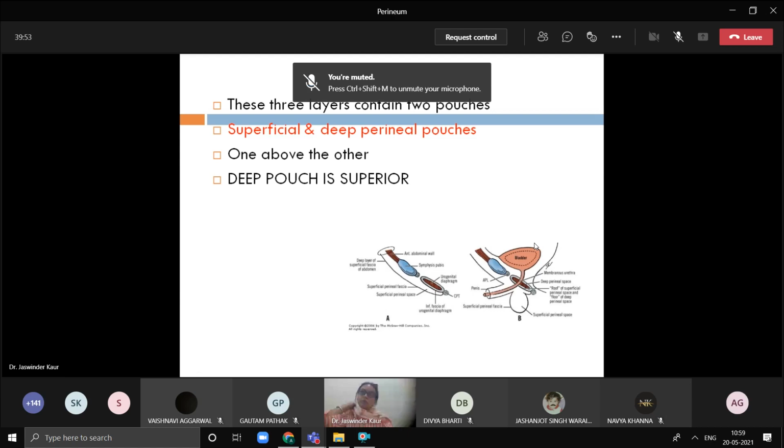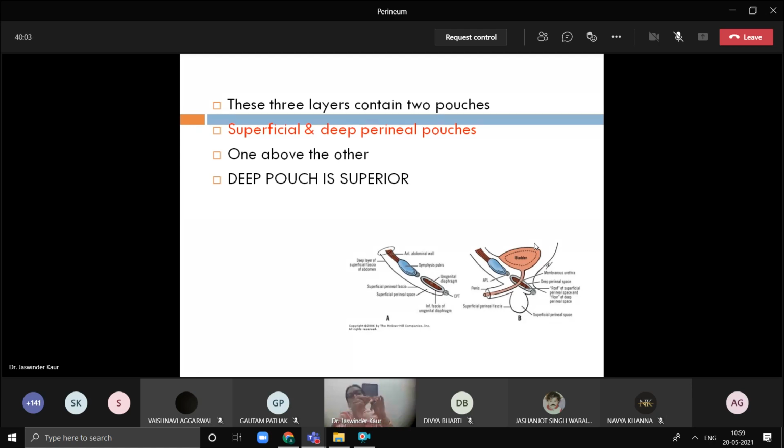Then in between these 3 layers, right? We have done these 3 layers. One is the Colles fascia, second is the perineal membrane, third is the superior layer of the urogenital diaphragm. In between these 3 layers, there are 2 pouches. They are the superficial and deep perineal pouches, right?